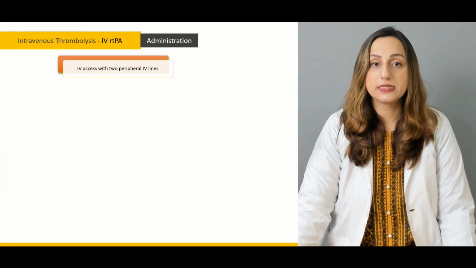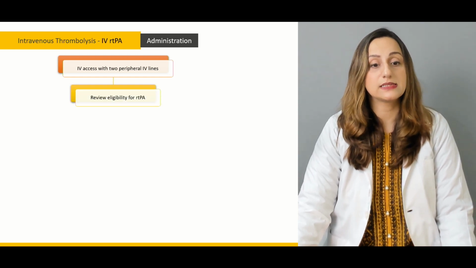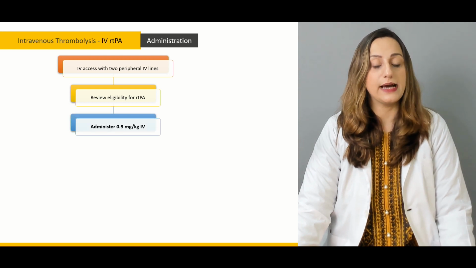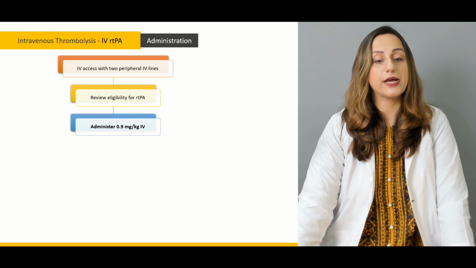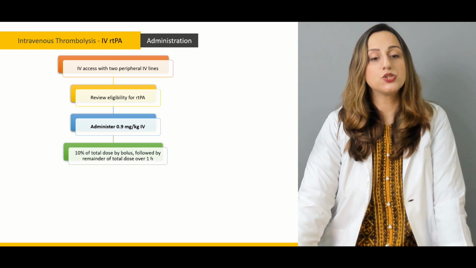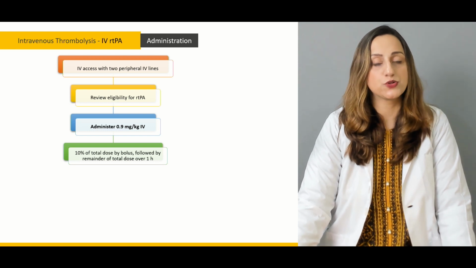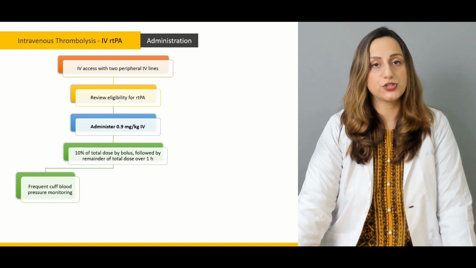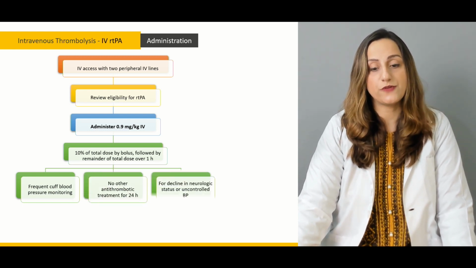Now, how do we administer it? The IV access with 2 peripheral IV lines is maintained. That is going to review the eligibility for the tissue plasminogen activator. Then we have to administer 0.9 milligrams per kilogram IV. It is given as the total dose by bolus, followed by the remainder of the total dose over 1 hour. Frequent cuff blood pressure monitoring is done. No other antithrombotic treatment has to be given for 24 hours.